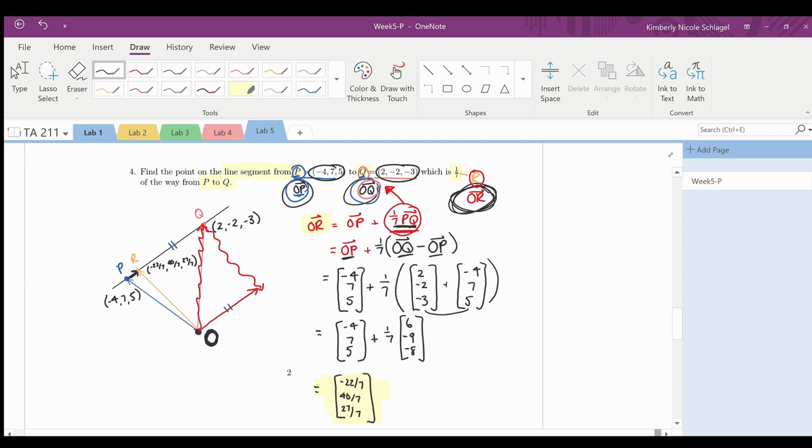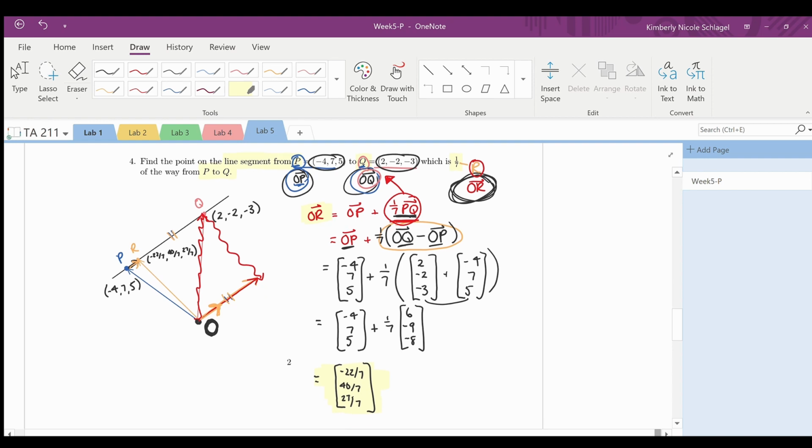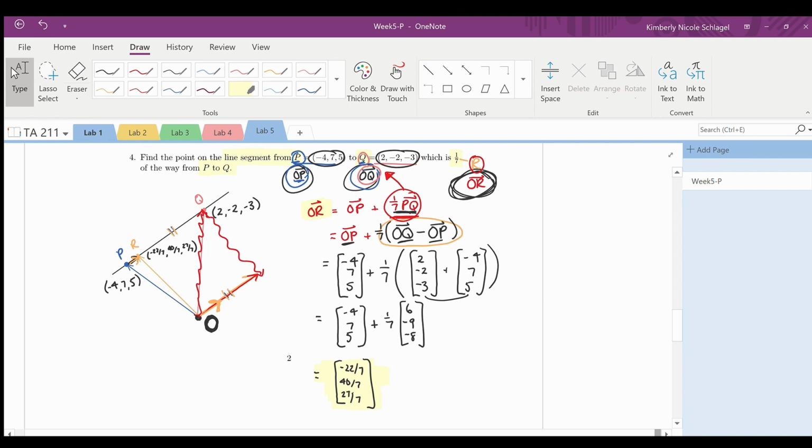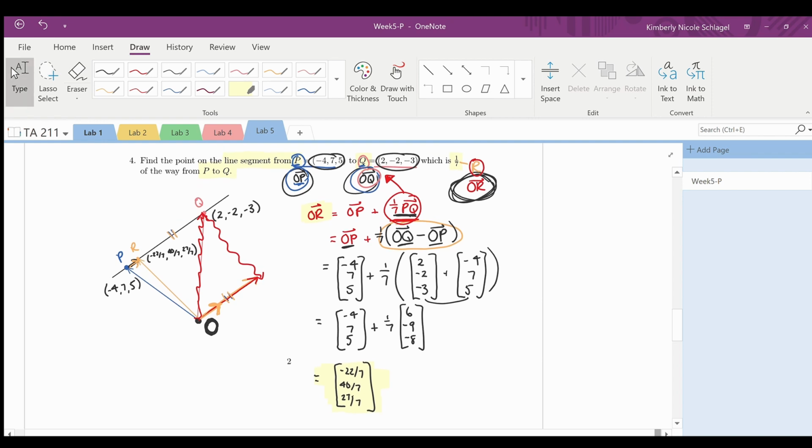So first thing we do, we write it out. So we write OR equals our OP plus 1/7 of PQ. But we don't know what 1/7 of PQ is, right? So somehow we've got to substitute that with the things that we do know. Well, we know that OQ plus a negative OP gives us a line here, which is parallel to our original line that we wanted. So we know that finding 1/7 of this guy is going to give us the same thing as 1/7 of this guy. Okay, so from there we just plug in our vectors that we have, and we end up with our OR.